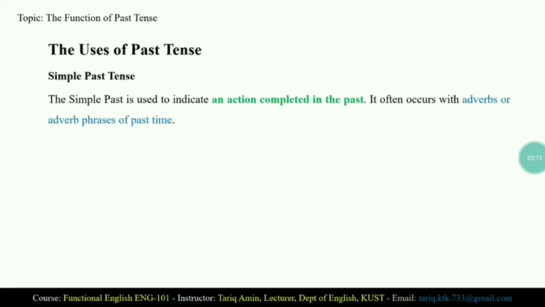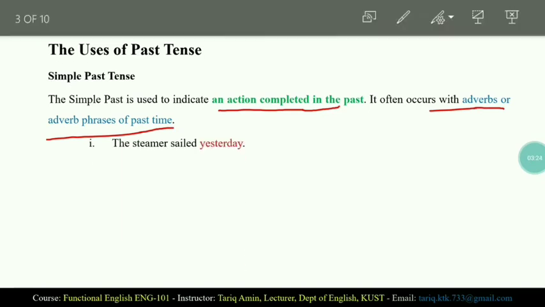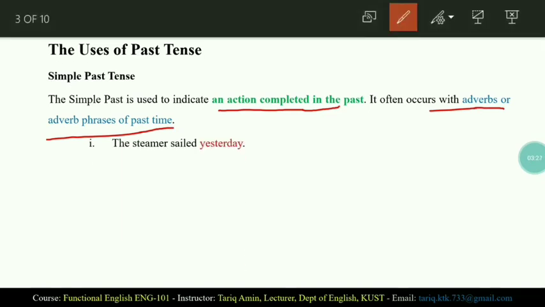Simple past is used to indicate an action that was completed in the past. It often occurs with adverbs or adverb phrases of past time. For example, the steamer sailed yesterday. In this example, yesterday is an adverb of time because it shows the time of an action. It is an adverb of past time.